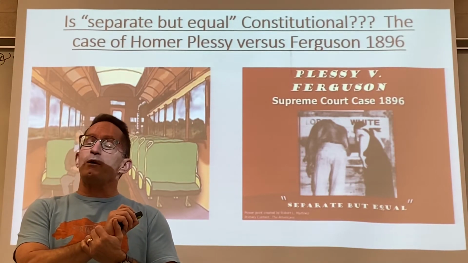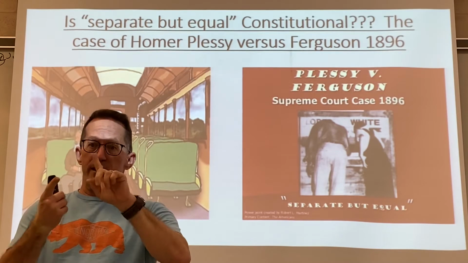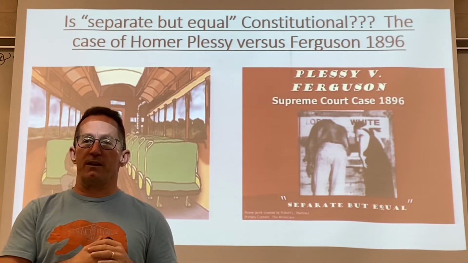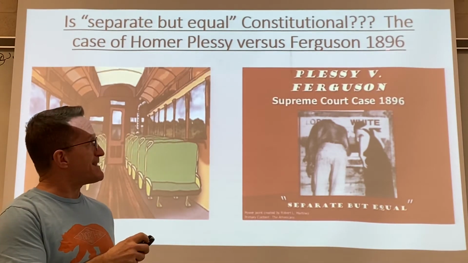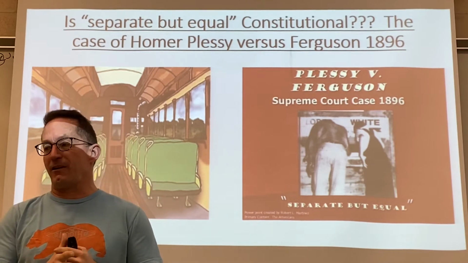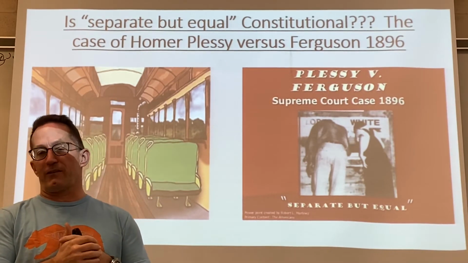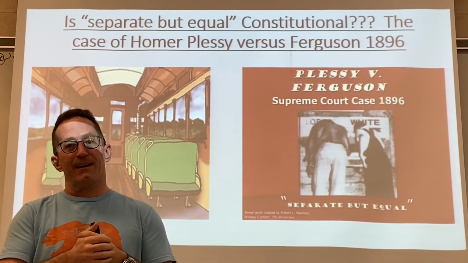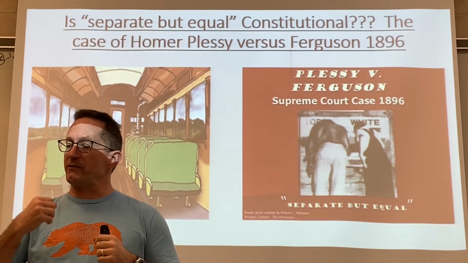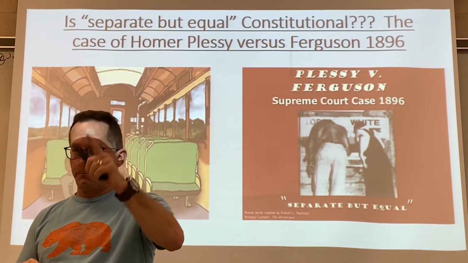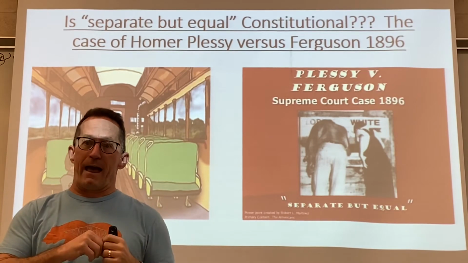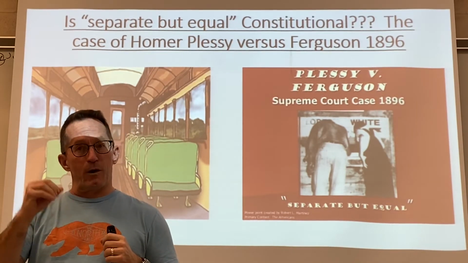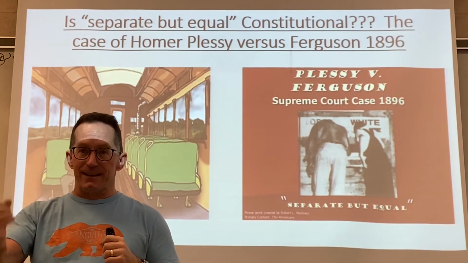So now we are after the Civil War. We have seen the 13th, 14th, and 15th Amendments. We're now at 1896. We're going to look at the case of Plessy versus Ferguson, and we're going to see whether separate but equal is constitutional. So, we may remember a while back, the United States Civil War ends in 1865.